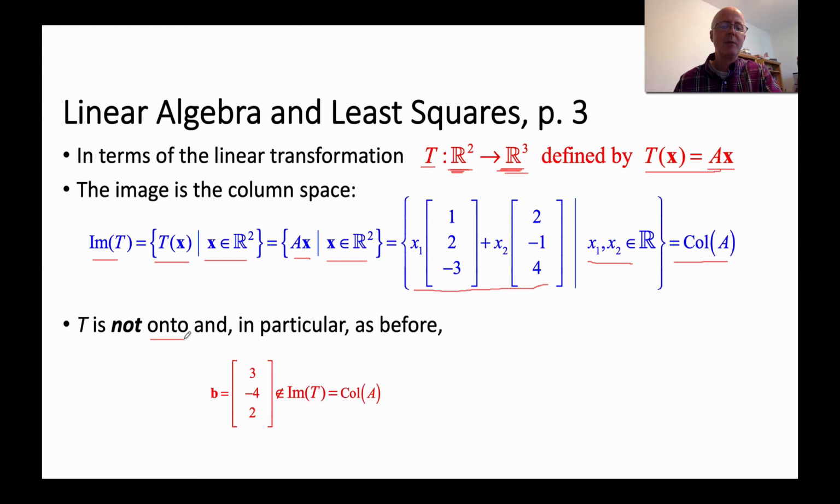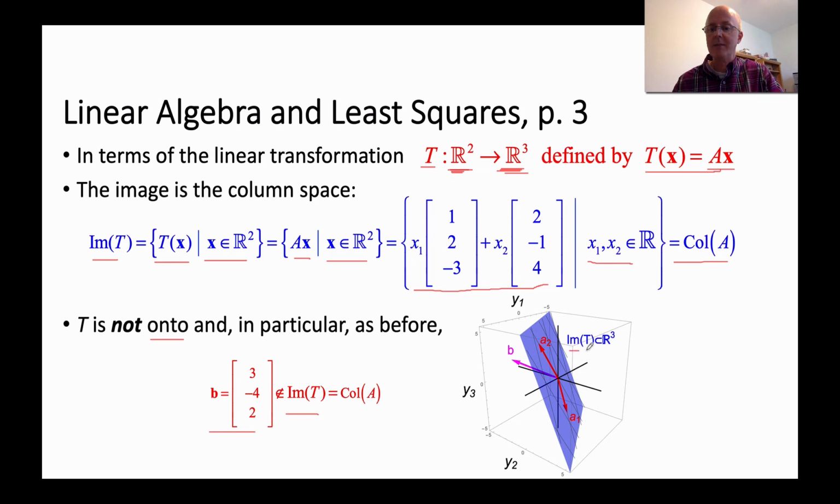In particular, as before, b, our right-hand side target vector, is not an element of the image because it's not an element of the column space. We have the exact same picture, except I just relabeled the plane to be the image of T instead of the column space. They are the exact same idea, just thought about in a different way. It's really the same picture with different labeling. By the way, with the subset notation here, I'm trying to emphasize that it's a subset but not equal to. The image is just a small part of the larger codomain.